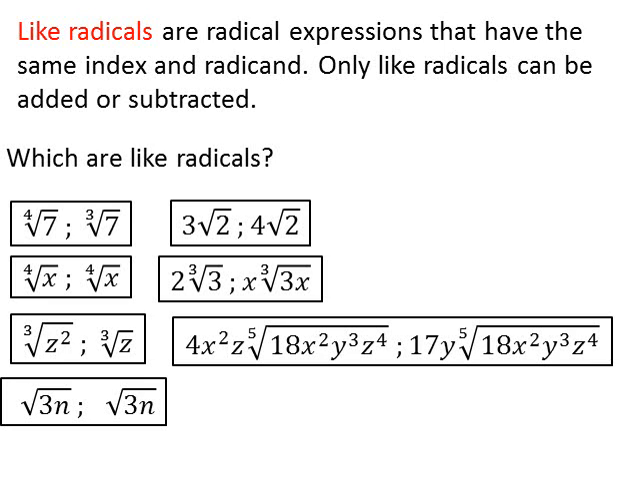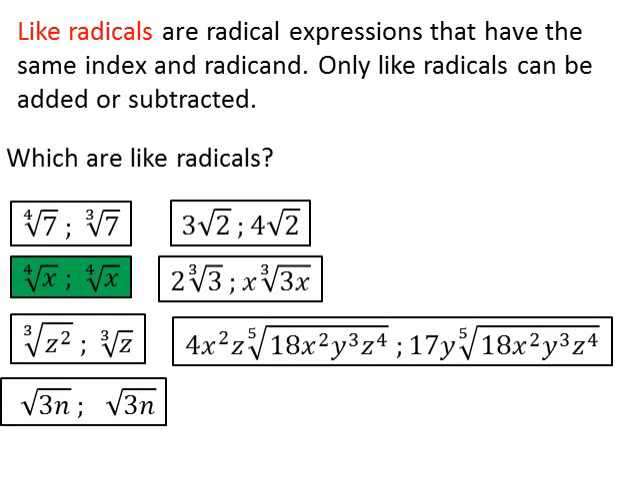If we look at this list that I have, the square root of 7, the 4th root of 7 and the 3rd root of 7 are not like radicals because the index is different. The 4th root of x and the 4th root of x are like radicals. The 3rd root of z squared is not a like radical with the cube root of z. So z and z squared are not considered the same thing when we're looking at the radicand.